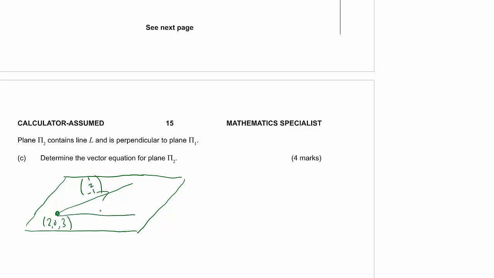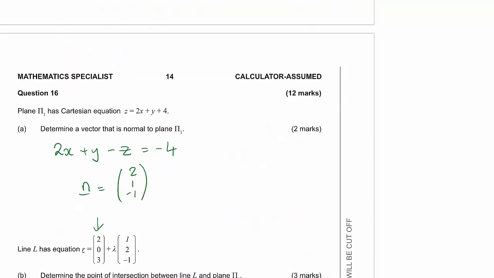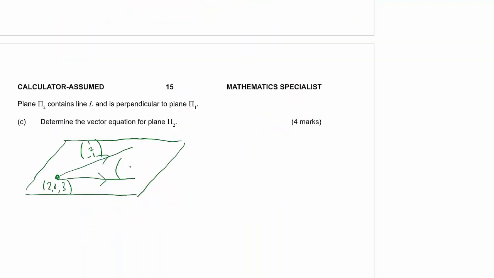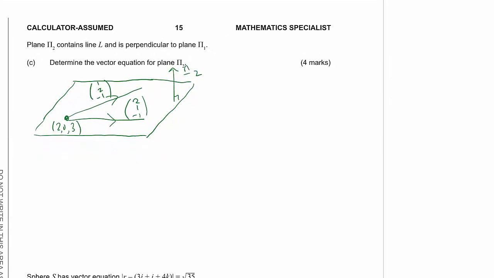Now, if it's perpendicular to the other plane, that means the normal to the original plane is also parallel to this plane. And that was 2, 1, -1. So if we want the normal to this plane, we can find that using a cross product. So we've got i, j, k. I've got 1, 2, -1, and 2, 1, -1.